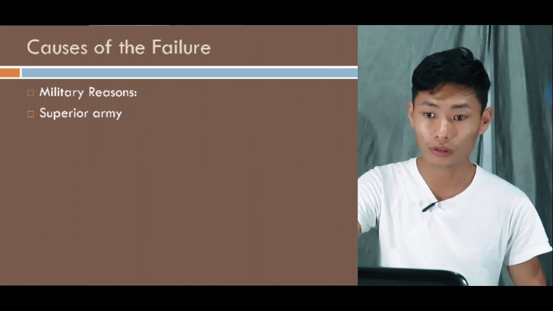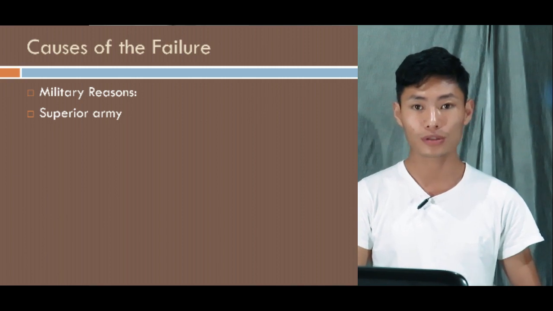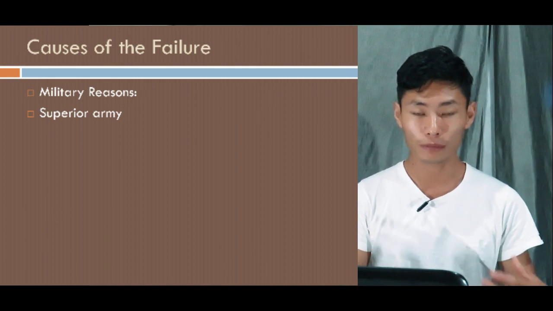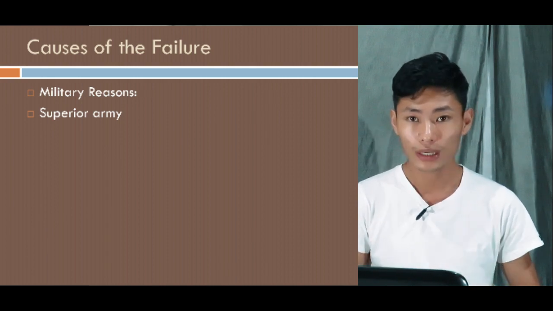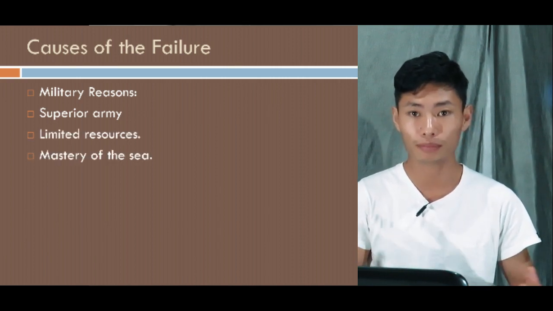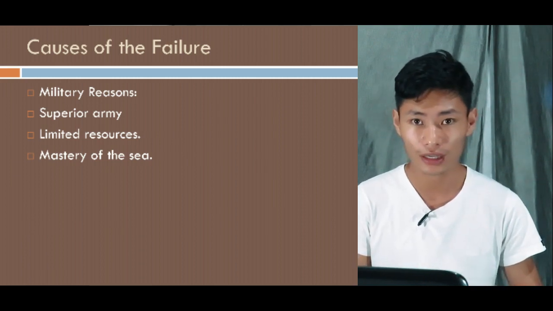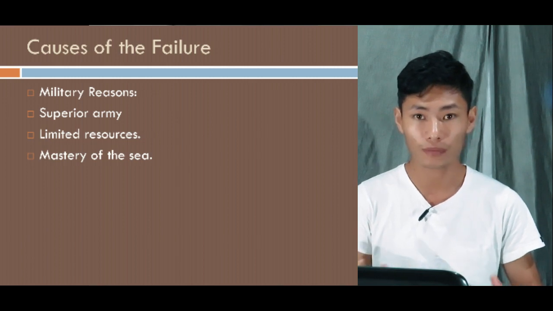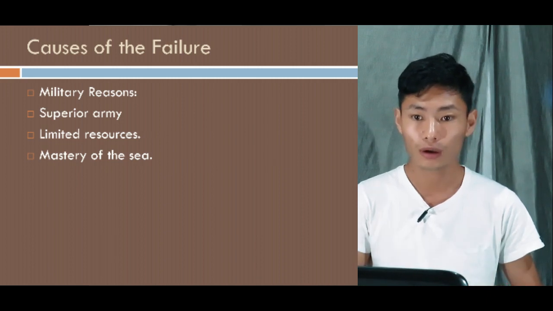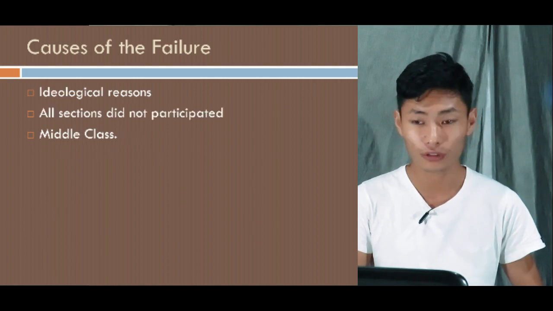Let's see about the military reasons. The British had a superior army, which means the British soldiers were superior to the Indian armies in terms of manpower, weapons, and resources. The Indians did not have enough resources to fight against the British soldiers. They had limited resources in terms of manpower and money. But the British had so many advantages. They had telegraph lines and postal communication, which made everything very smooth to function and operate. They also had good backup from their home country. Those were the reasons which led to the failure of the revolt of 1857.